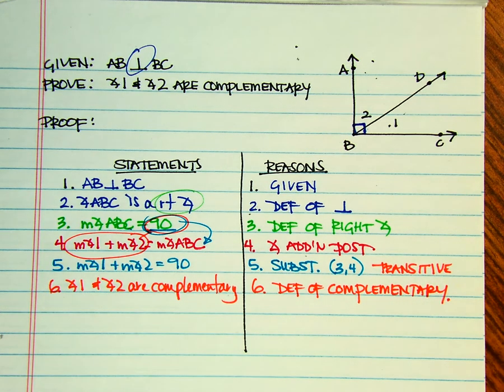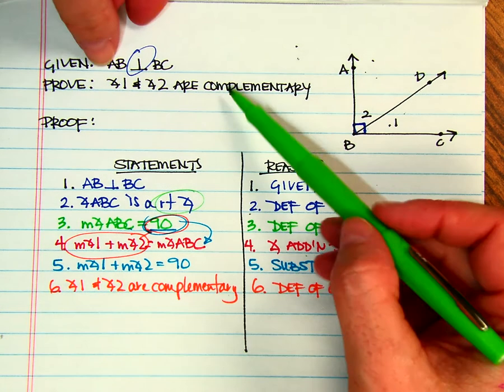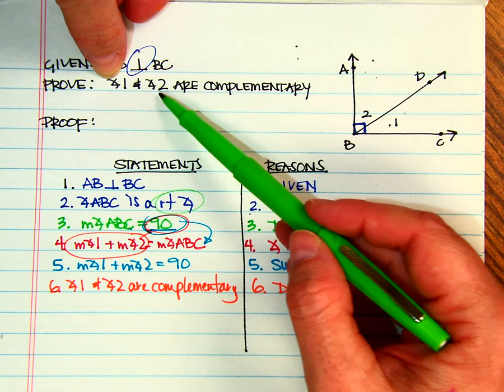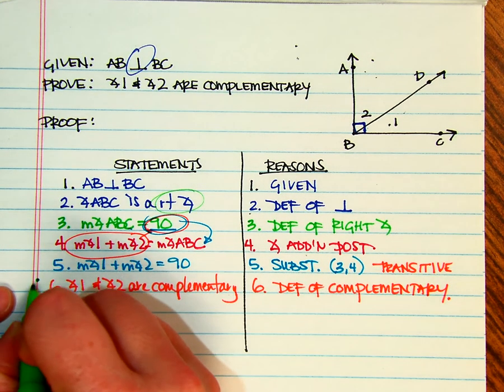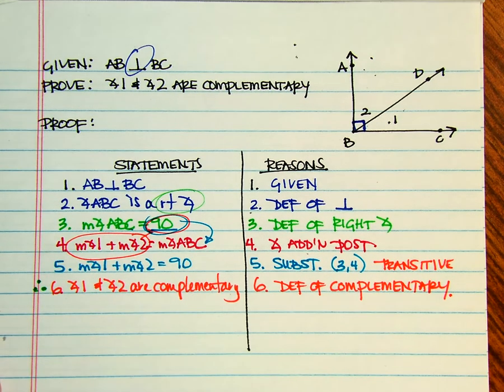Let's look at what I'm being asked to prove. So this is angle 1 and angle 2 are complementary. That's exactly where I've left off. Put my little 3 dots, meaning I'm done.